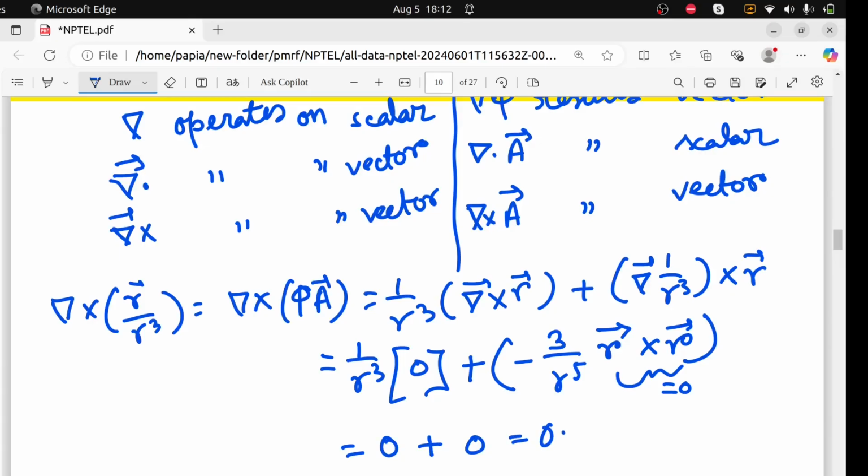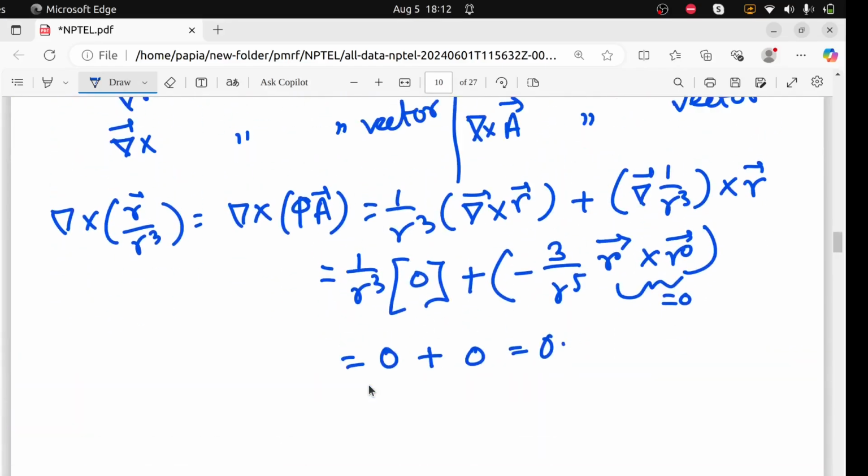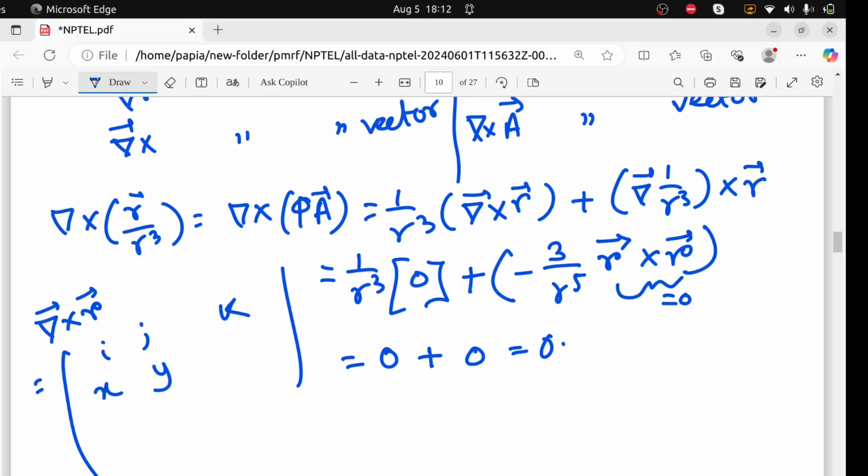Okay. Now you can ask me, curl of r vector is giving 0, how can we say that? It's very simple. If I want to write curl of r, I am just going to calculate the curl. So here r is x, y, z. This is I cap, j cap and k cap. So this is del x, this is del y, this is del z, and then x, y, z.